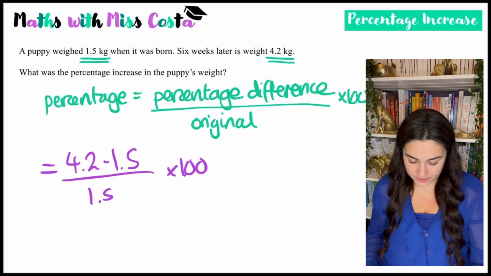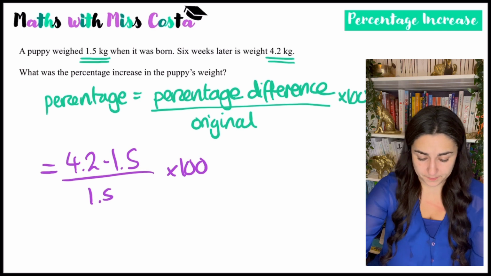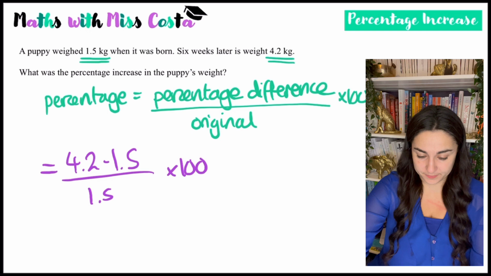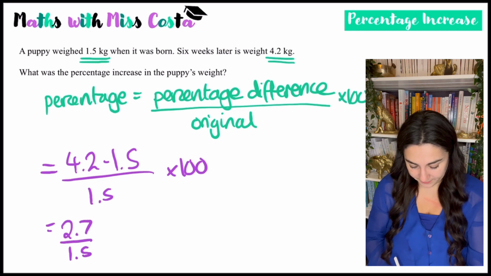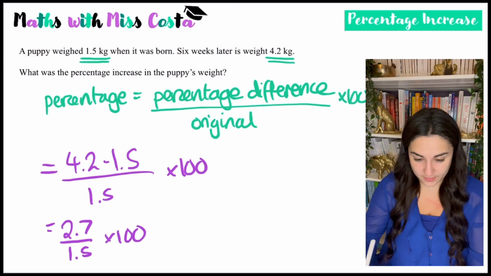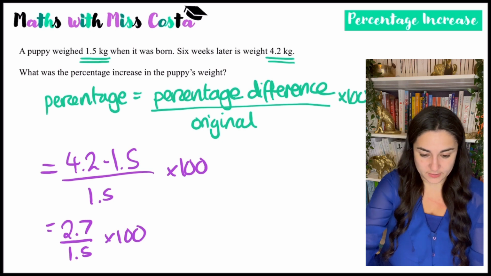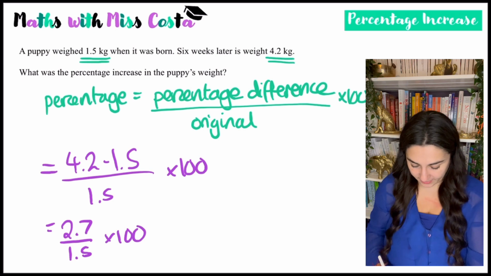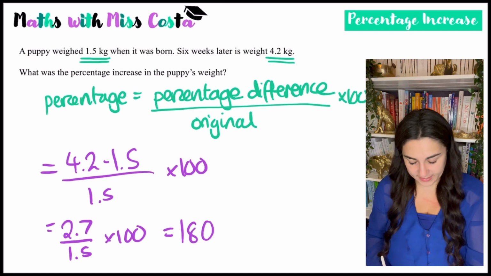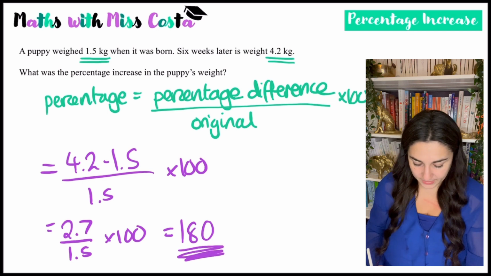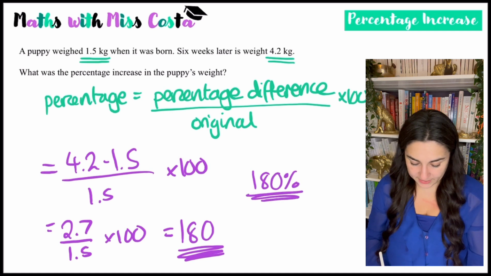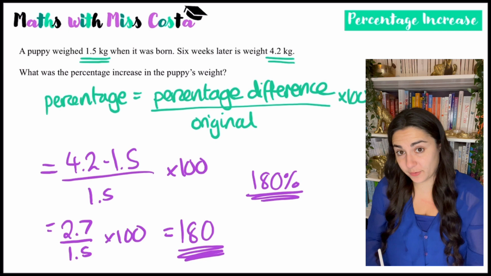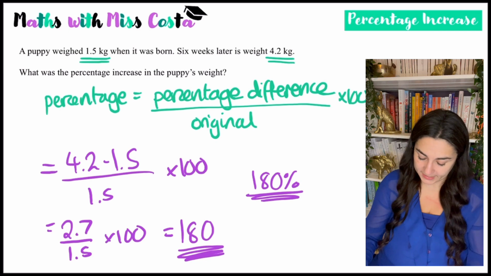And 4.2 take 1.5 is 2.7. 2.7 divided by 1.5 times by 100 is 180. So the percentage increase is 180%. So essentially, if it doubled, it would be a 100% increase, which would be 3 kilograms, but it's 180%.